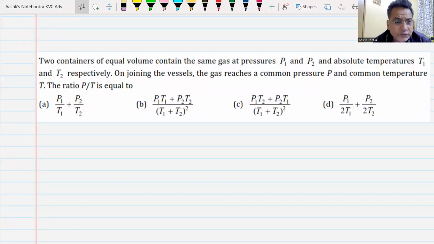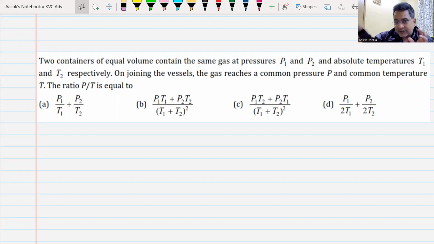And this is the next question. Two containers of equal volume contain the same gas at pressure P1 and P2 and absolute temperature T1 and T2 respectively. On joining the two vessels, the gas will reach a common pressure and common temperature. Do we understand this? Yes or no?